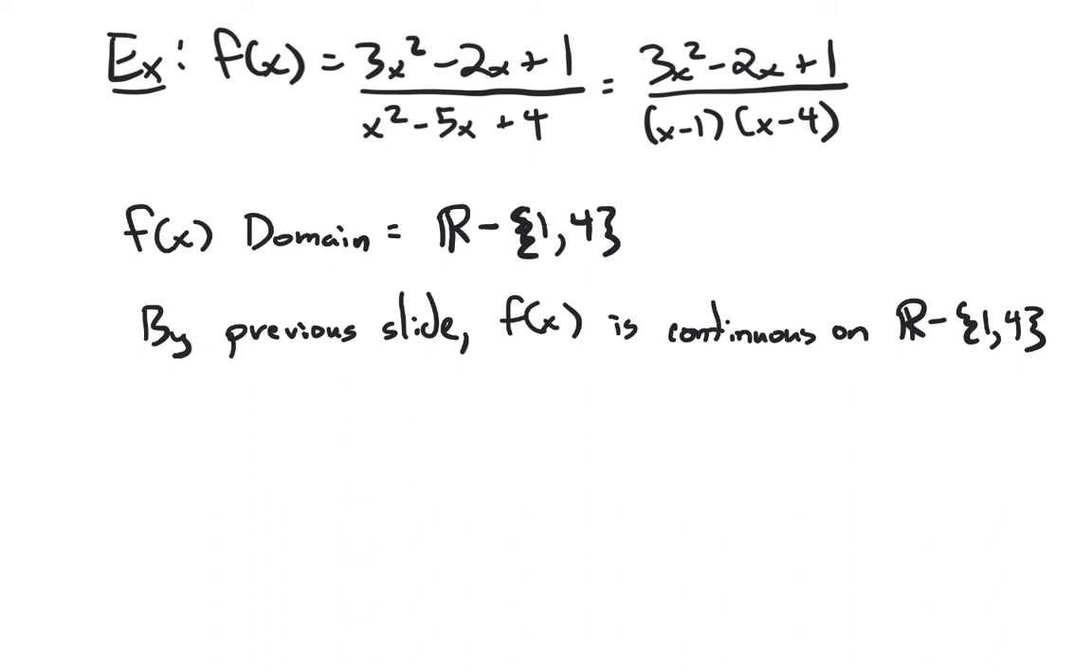So our function looks something like this. If this is 1 and this is 4, then our function looks something like this. So it starts going up there, and then it comes down, and then it comes down like that, and then comes off there. And you can see it has these asymptotes at 1 and 4. So we know the function doesn't even exist there, so it's not in the domain.